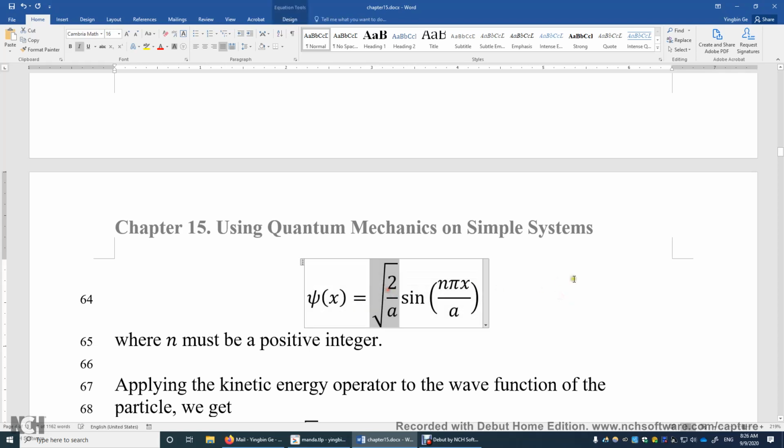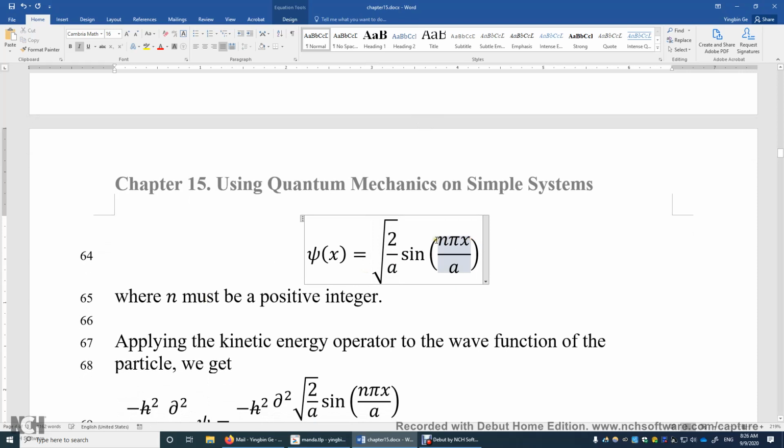Again, normalization means we need to ensure the total probability of finding a particle in the entire universe is 100%. Just to remind you, n is a positive integer. x is the position of the particle. So really it tells you this particle can be anywhere between 0 and a, just not at 0, not at a, but it can be anywhere between 0 and a.